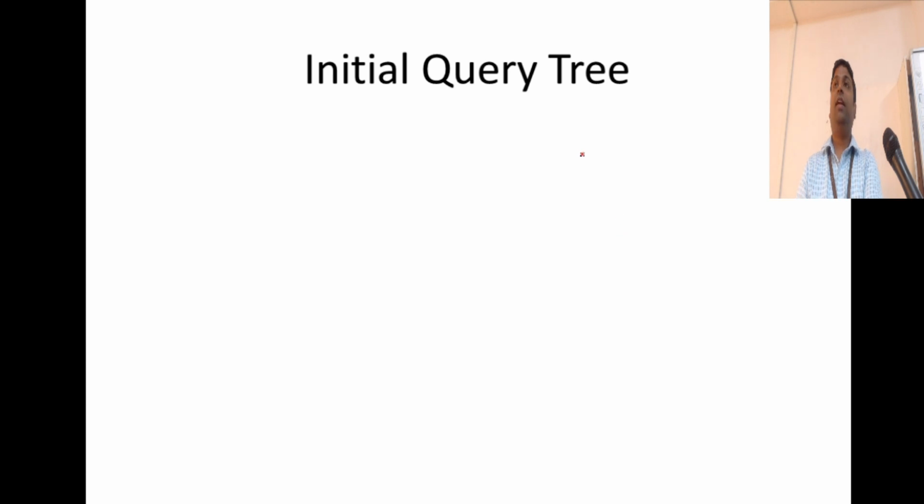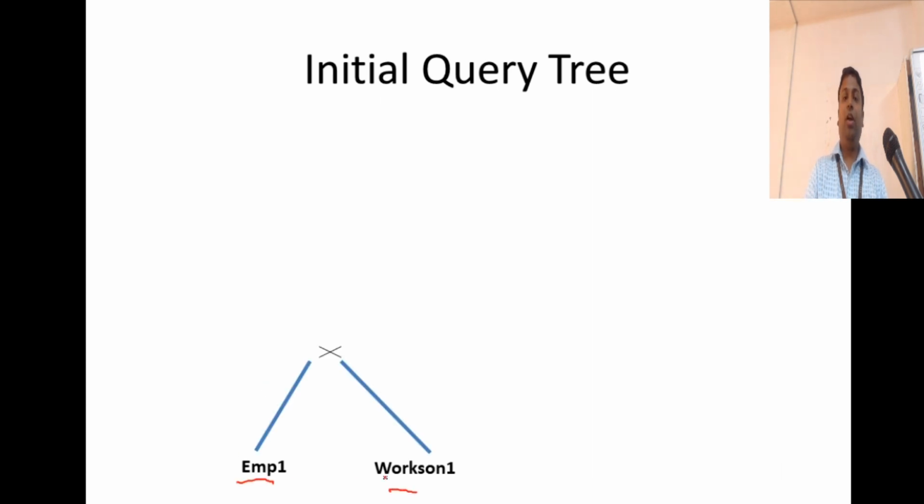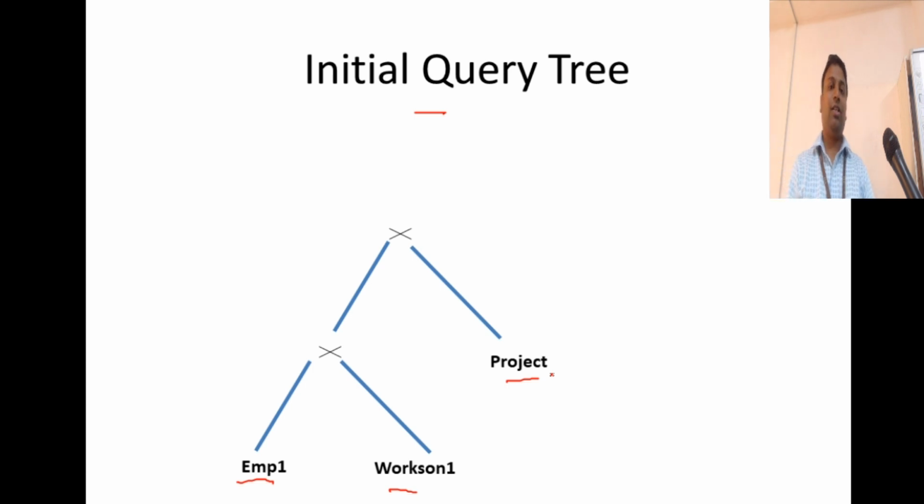So I will construct the initial query tree like this. Take all the relations; they all form the leaf nodes. I will join employee with works on. That's a Cartesian product because it's an initial query tree. And then I will join this Cartesian result with the project: employee with works on with project, Cartesian result.